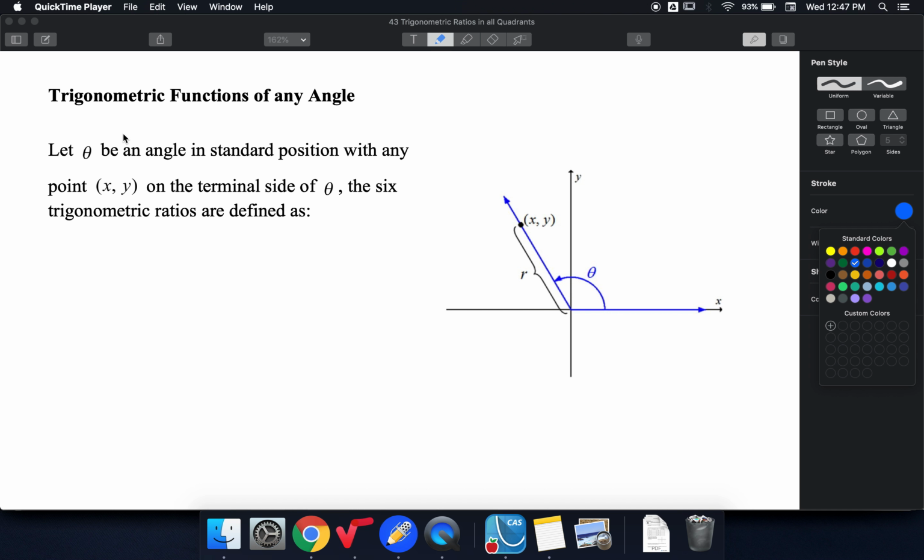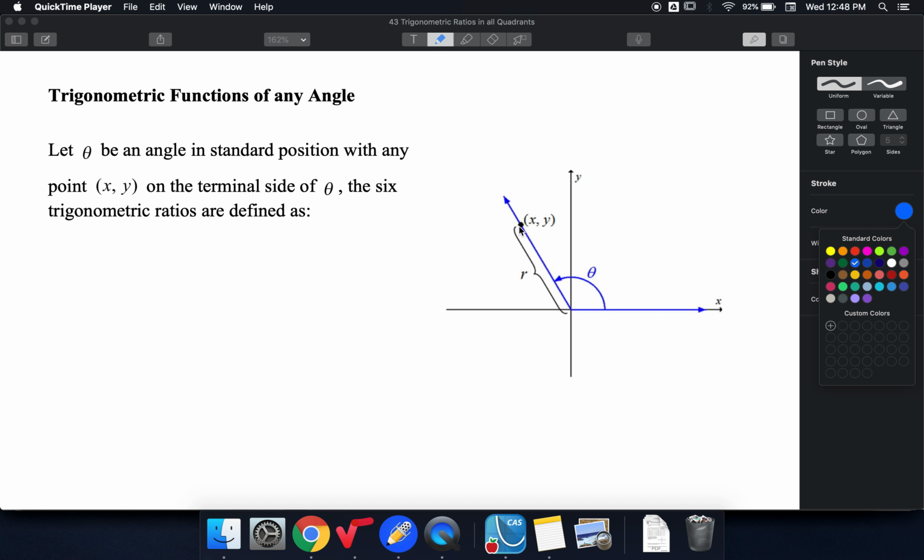All right, so now we're looking for the trig functions of any angle. If theta is in standard position, it could be in any quadrant, any number of times around the axis, and there's some point on the terminal side of the angle. So this (x, y) could be anywhere on this line. If we continue going around, it's going to map out a circle. So we call this distance r for radius, because it could be a circle.